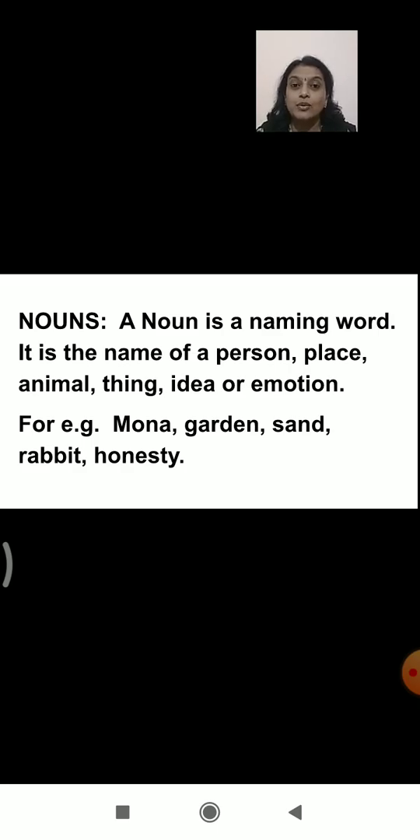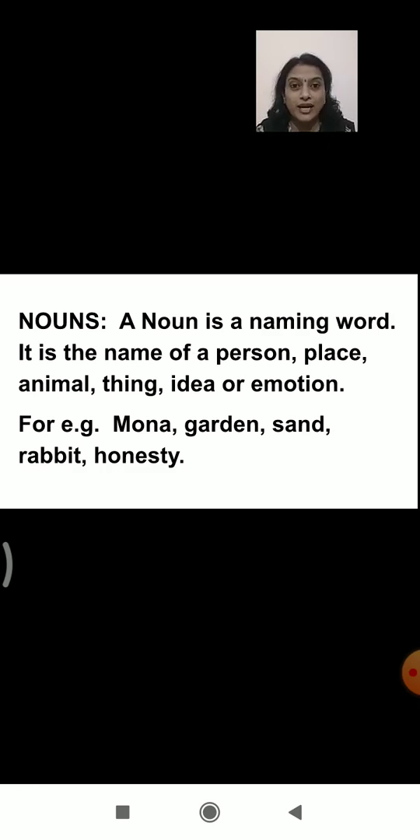What is a noun? A noun is a naming word. It is the name of a person, place, animal, thing, idea, or emotion. I hope you remember your naming game. So that is noun.